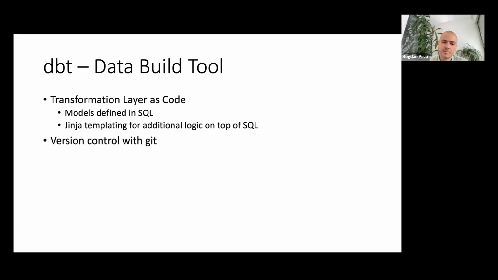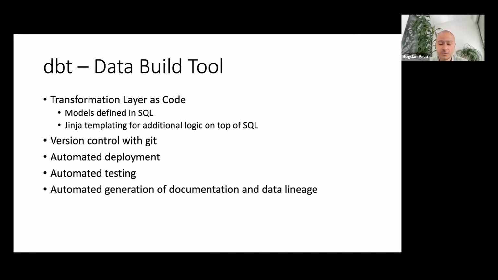And because you have the entire transformation layer defined as code, you can obviously do version control with Git, which enables other good things like using best practices from software engineering, like automated deployment after code changes, automated testing. What dbt also provides is automated generation of documentation and data lineage. And during the demo, we will look into this a little bit.